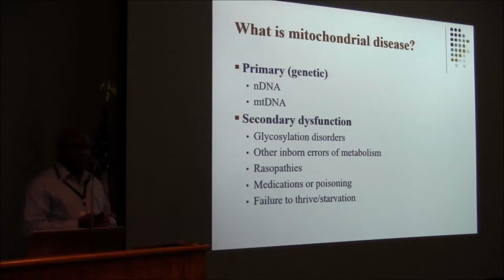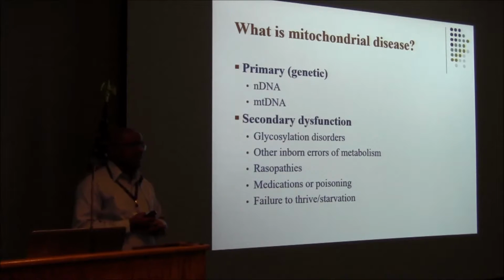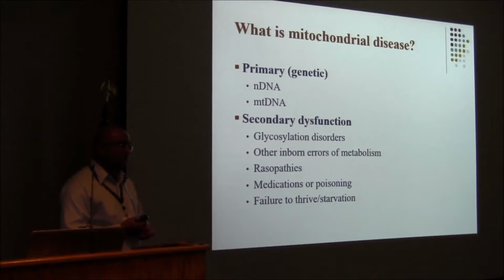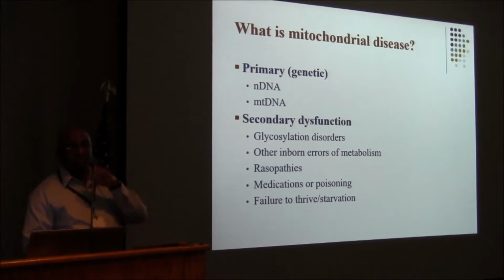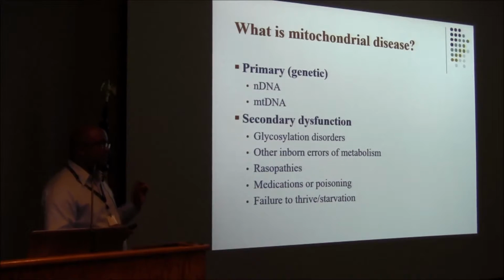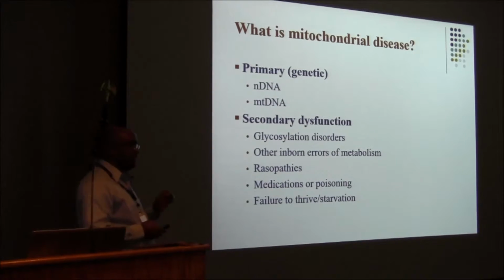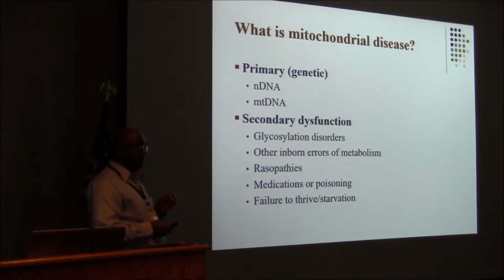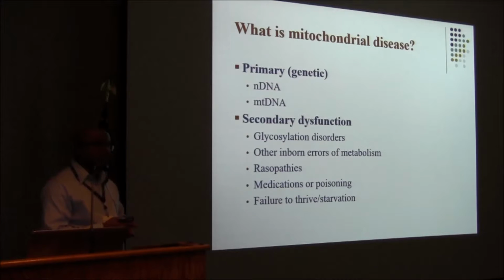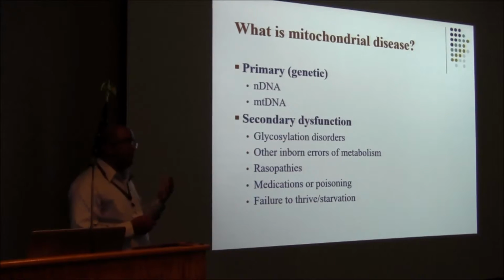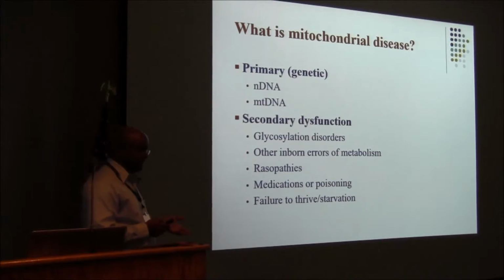So what is a mitochondrial disease? It can be primary and it can be secondary. Most of the time what we see is actually a secondary disease. It's not the primary. The primary is the disease that is coming because of mutations in nuclear or mitochondrial DNA that is causing defects in structure or function of mitochondria. Anything that's coming because of glycosylation disorders or IEMs or rasopathies, etc., these are all classified as secondary mitochondrial disorders.